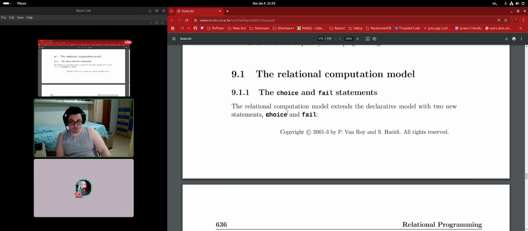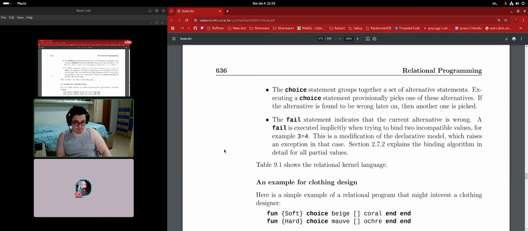We're going to introduce choice and fail to the declarative model. The choice statement groups together a set of alternative statements. Executing a choice statement provisionally picks one of these alternatives. If the alternative is found to be wrong later on, then we backtrack, and another one is picked. The fail statement indicates that the current alternative is wrong. So instead of just depending on the unification failing, you can also explicitly say fail. Fail is executed implicitly when trying to bind two incompatible values, such as 3 equals 4.